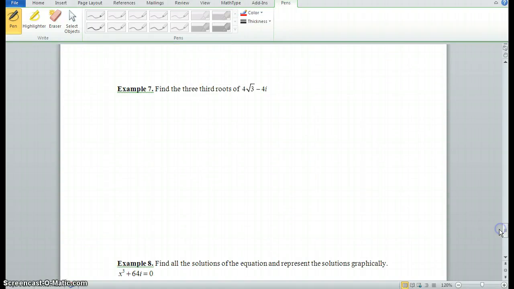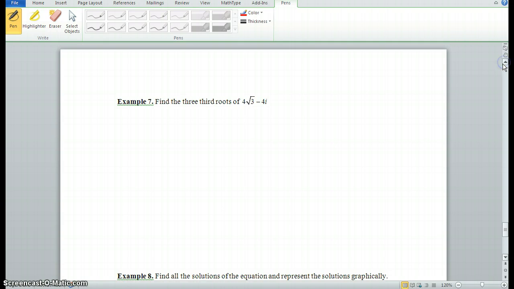Example 7. Find the cube roots of 4 root 3 minus 4i. So the first step that I'd again like you all to take a look at is rewrite this particular a plus bi form as an ordered pair. Again, there's a and there's b. So I'm asking you for the cube roots of this complex number. So we do need to consider, just like we did in the last problem, graphically speaking, given the real and imaginary axis, what we're looking at. We are in fact looking at 4 root 3 comma negative 4, so it is a fourth quadrant angle.